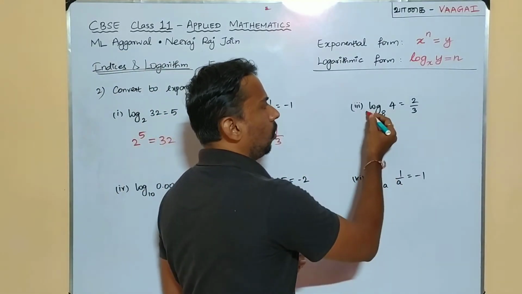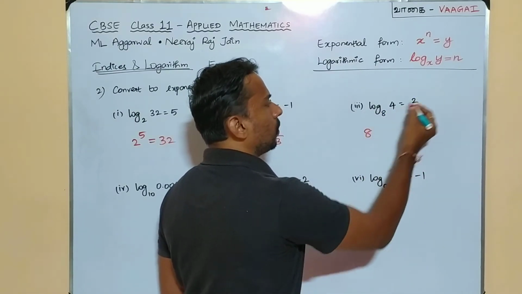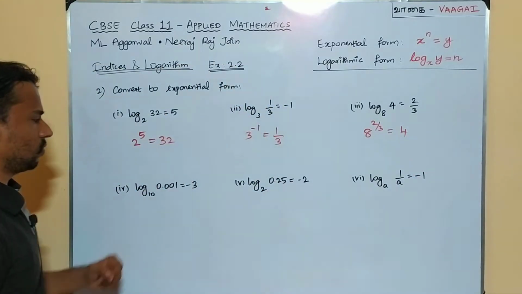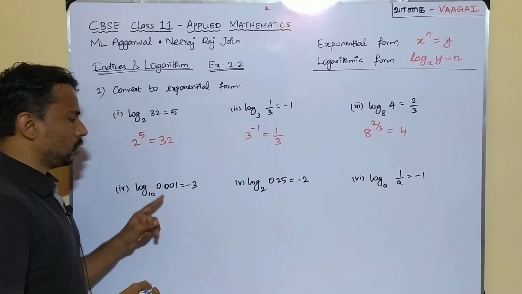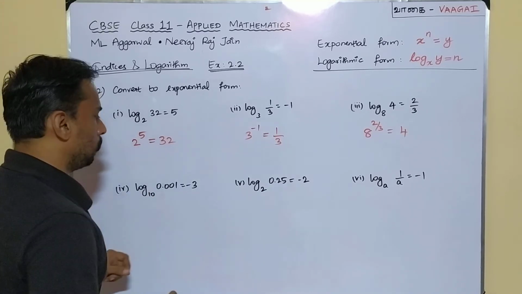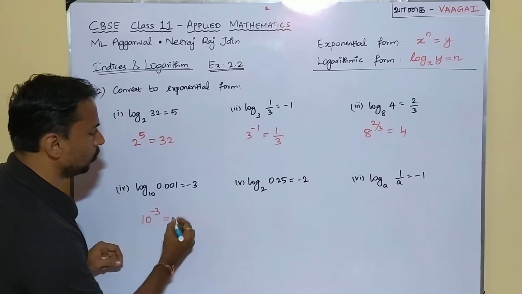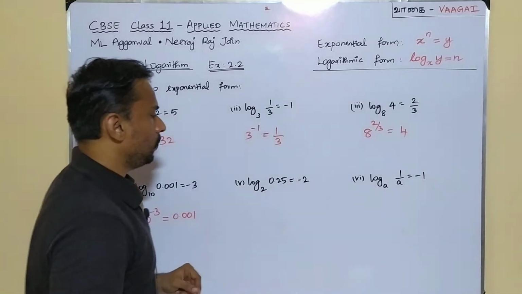Quickly, next question, we have log 4 to the base 8 is equal to 2/3. So that means 8 to the power 2/3 will be equal to 4. So that's the answer for the third subdivision. Coming to the next one, here we have log 0.001 to the base 10 is equal to minus 3. So we got here 10 to the power minus 3, which will be equal to 0.001.